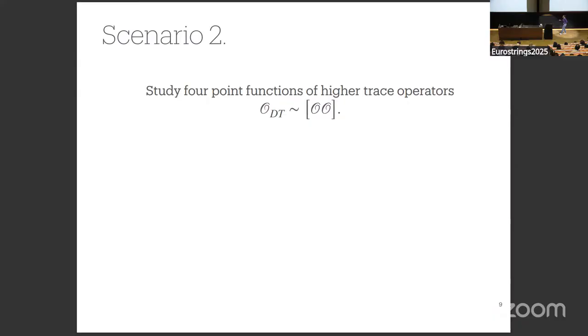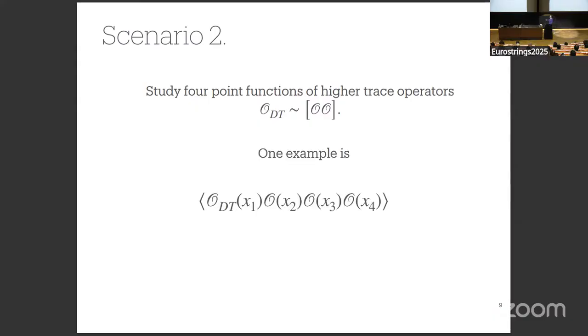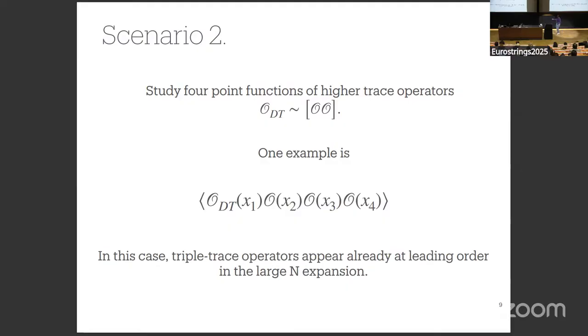Another way is, as I said, instead of studying the 4-point function of single trace operators, we can take one of the external operators to be a double trace. So instead of studying O itself, we study the double trace of O. If we take one double trace and 3 single trace, where each time this dt means a double trace, the 3-point function of these already contains a 1 over n. So already at leading order, at order 1 over n squared, in the tree-level part, we are going to have a triple trace operator.